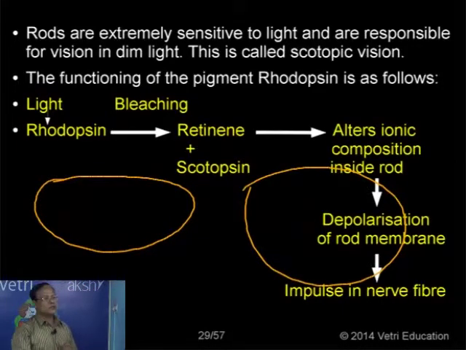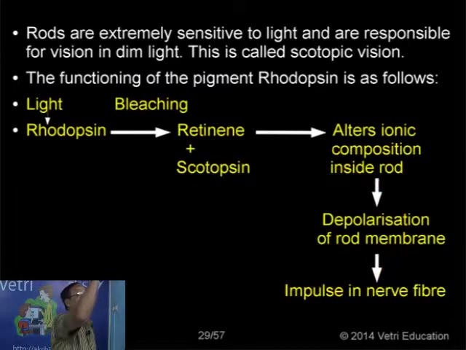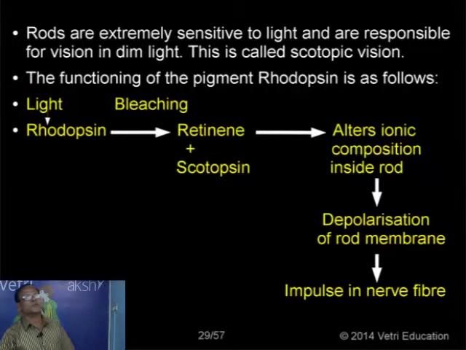The rods are extremely sensitive to light and are responsible for seeing an object in dim light, and this type of vision is called scotopic vision. I mentioned earlier what happens during the perception of light by the rods. When the light falls on the rhodopsin of the rods, it is bleached, meaning it is broken into its components, namely retinine and scotopsin.